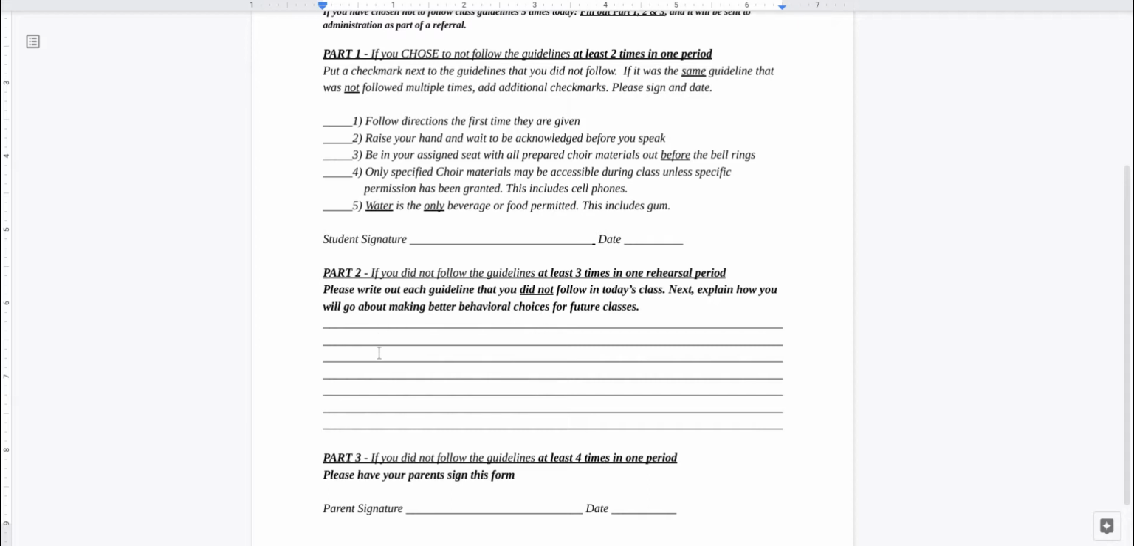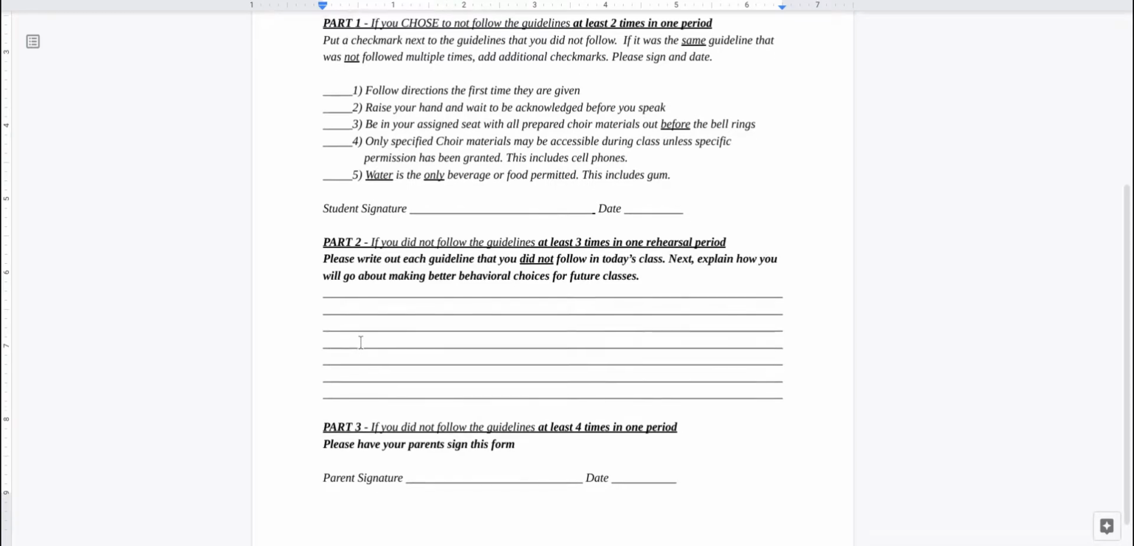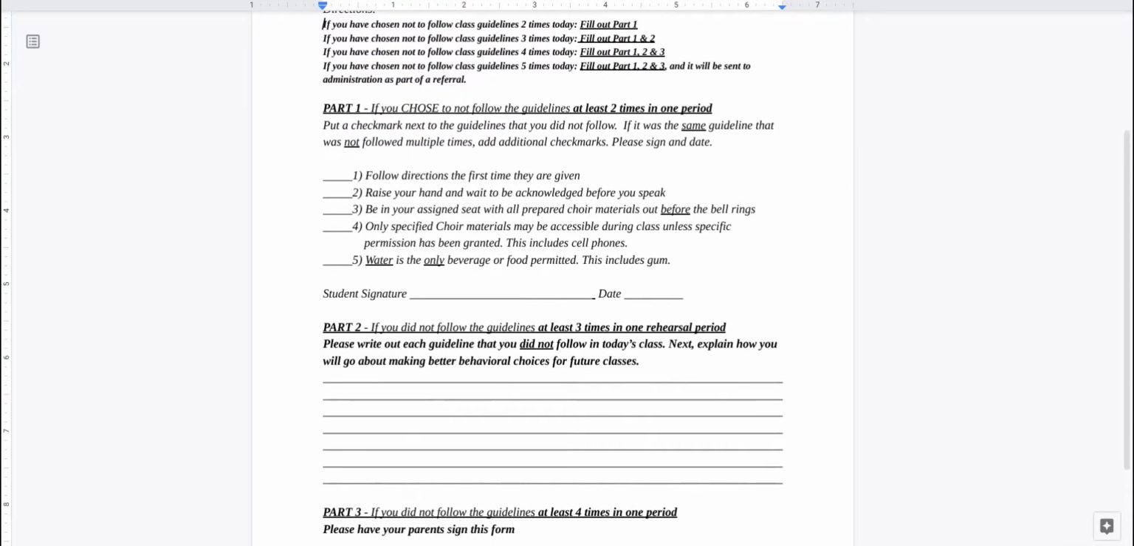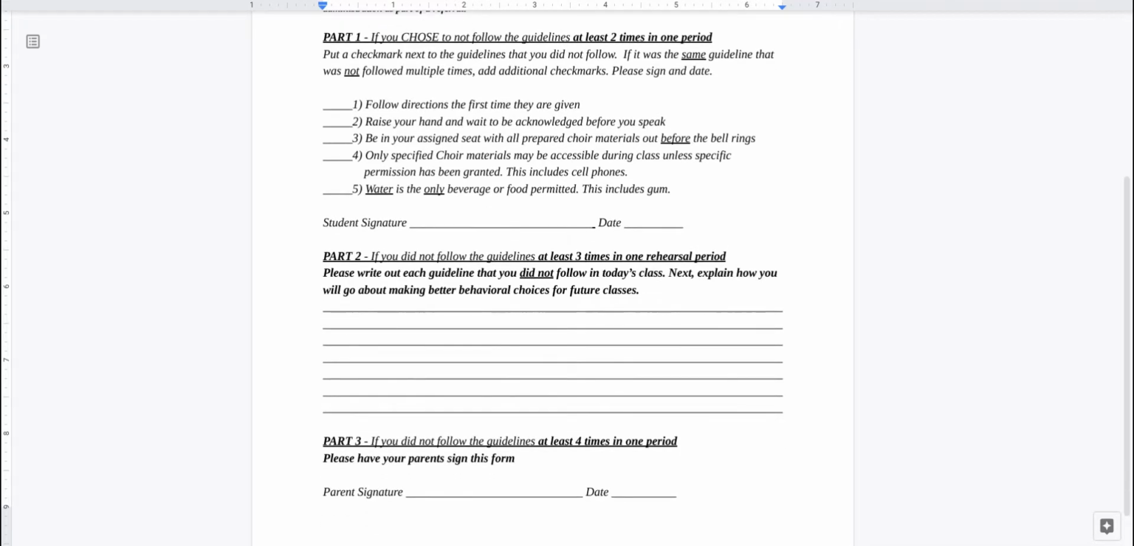So we're really just asking them not only to acknowledge what they didn't follow, but a little bit of thought that goes into what they need to do better. Again, we're trying to help them to improve. We created guidelines to help our rehearsal function better. It's not to punish them, it's to help them. So this is their opportunity to help themselves.